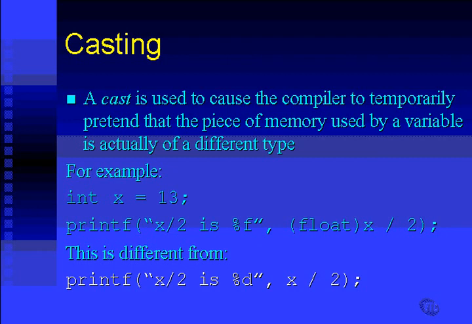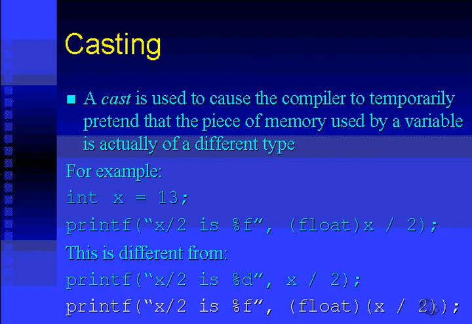Now, also, make sure you understand the difference between the last line of code and the first line of code. The only difference is I've got brackets around the x divided by 2. Now, will that make a difference?